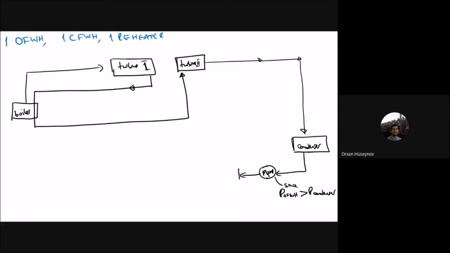So then you go to the open feed water heater here. There should be some extracted steam for that open feed water heater. So you are taking this one from this turbine 2. And then from this mixing, you have the outlet, which is one outlet. So you will have that here. Okay, now comes the next one, which is a closed feed water heater. So let me add it here.